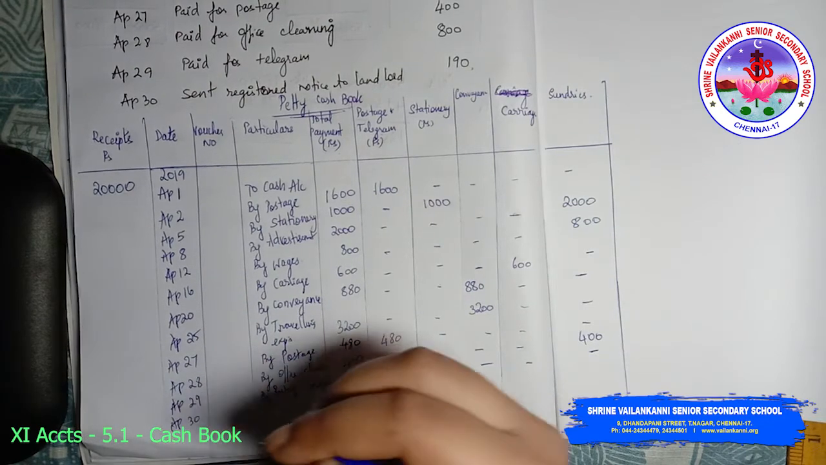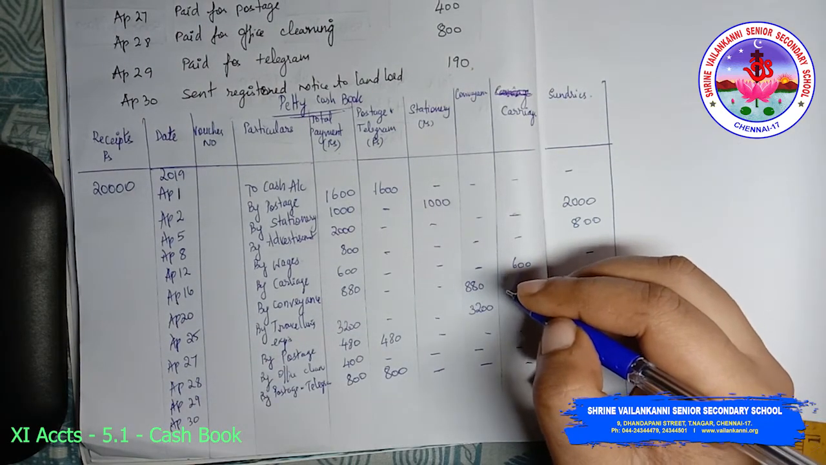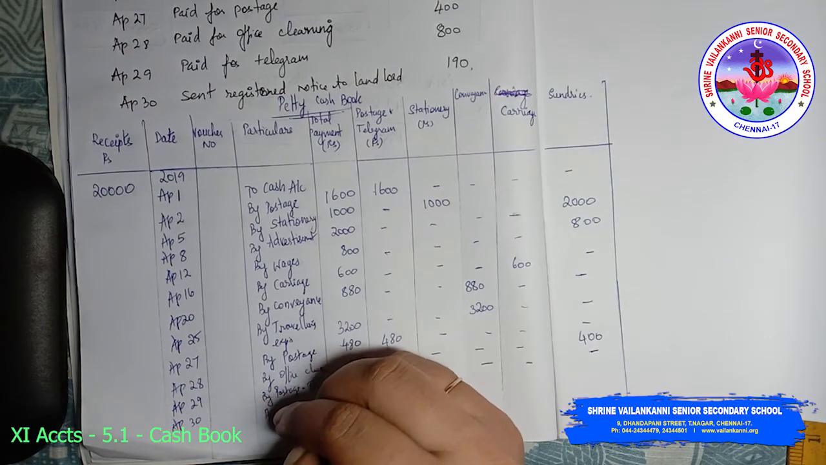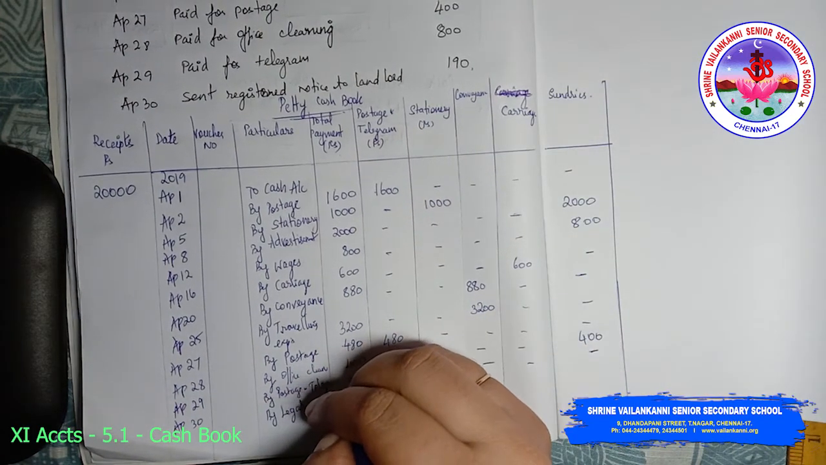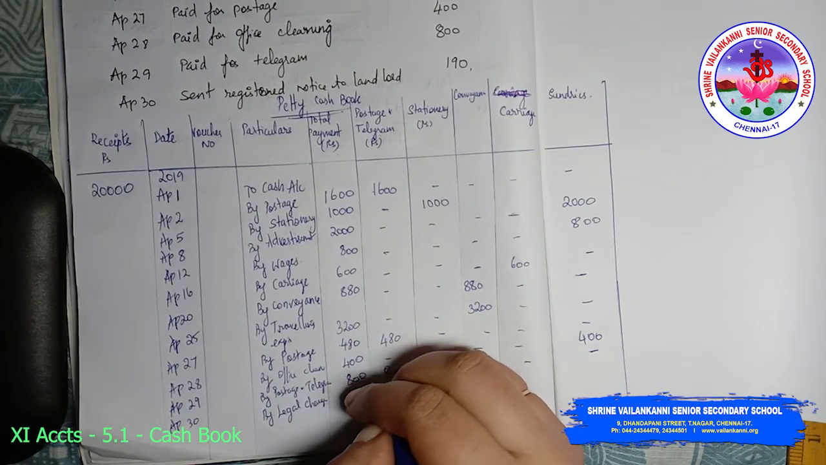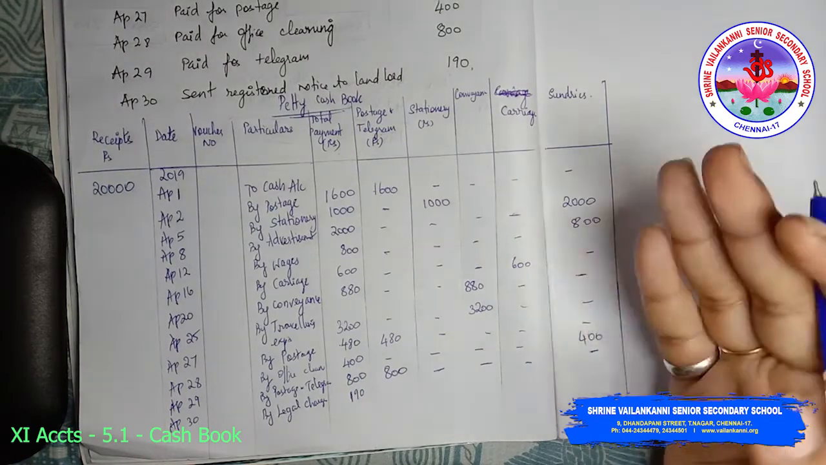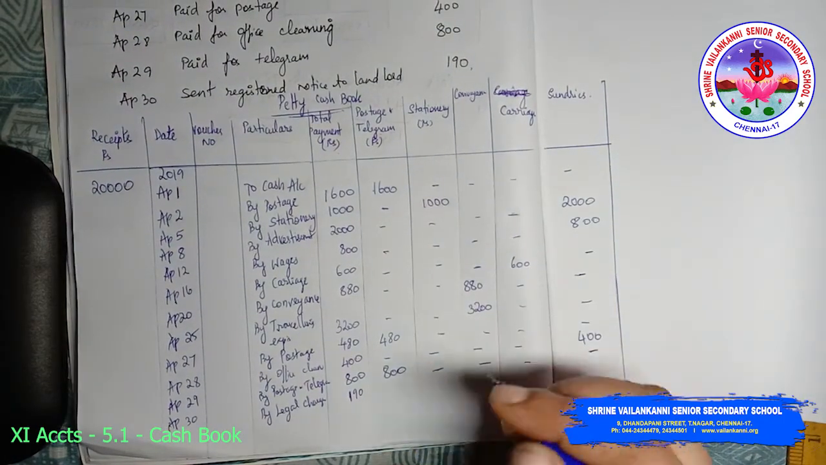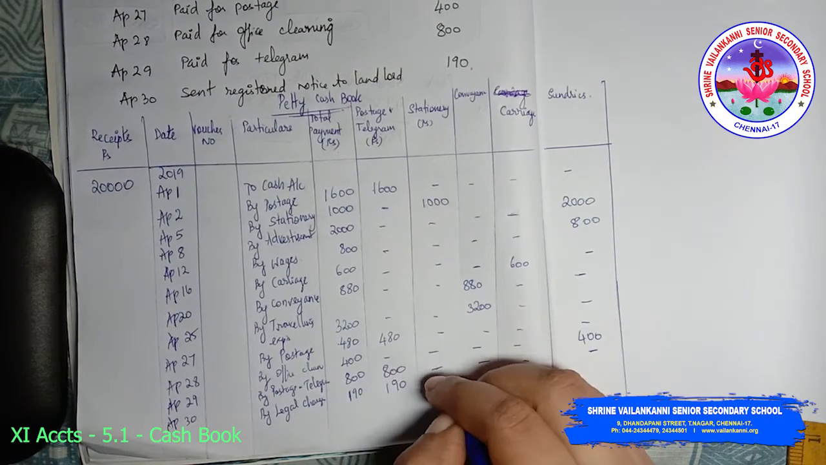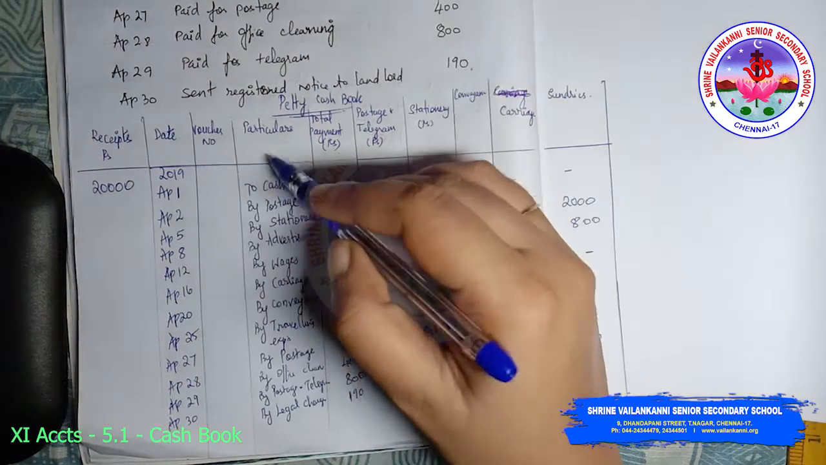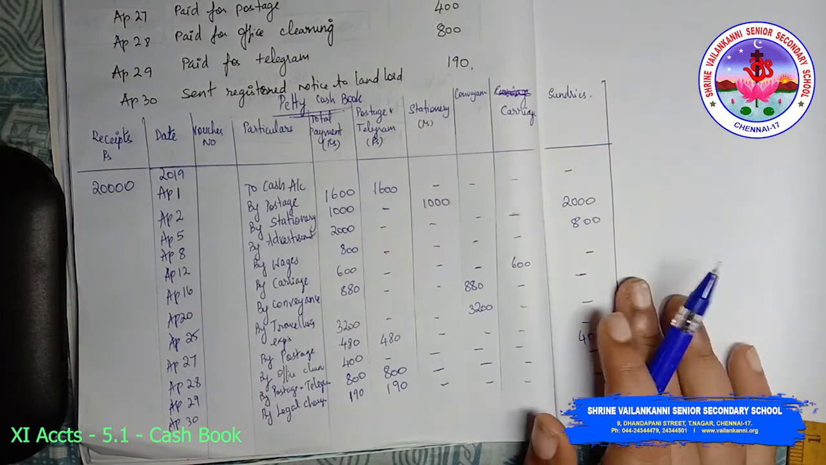April 30, sent registered notice to landlord, by legal charges. It is 190, because a registered notice is a legal proceeding. It is a postage, it goes out only through post. So this is the end of all the transactions we have recorded.